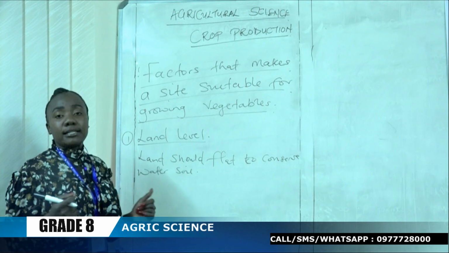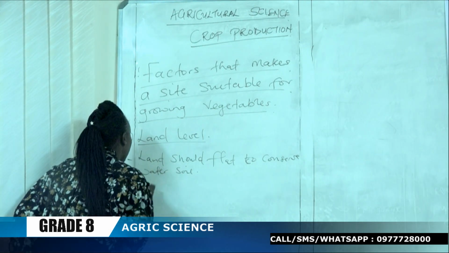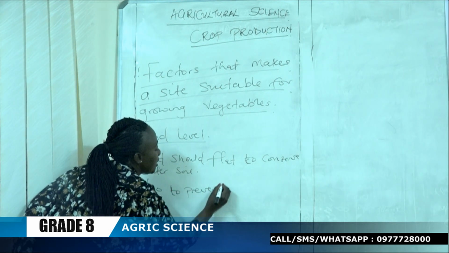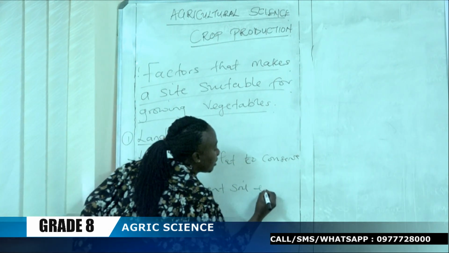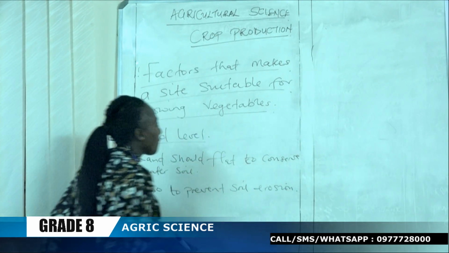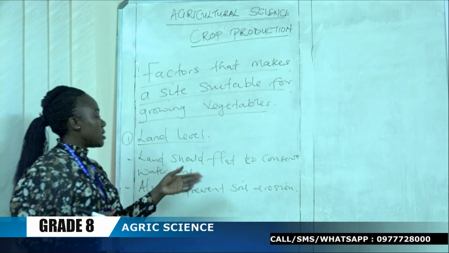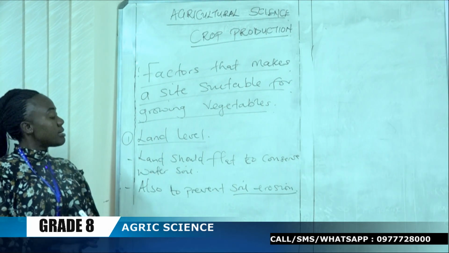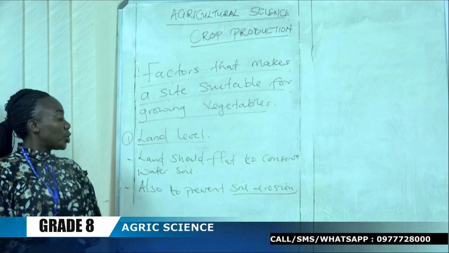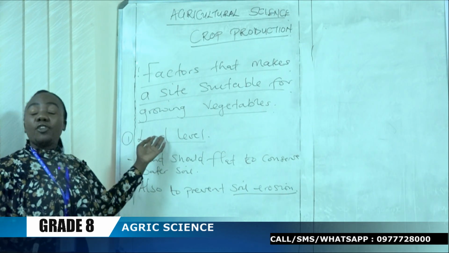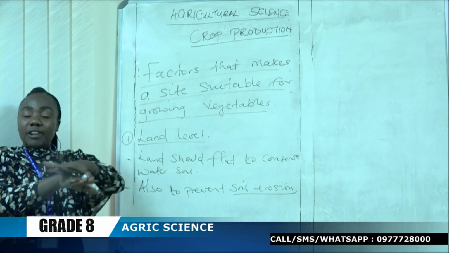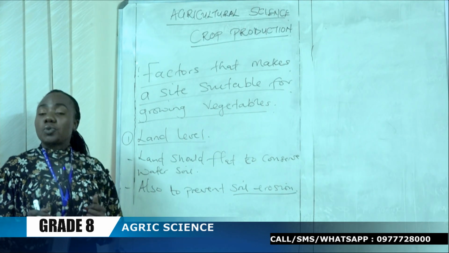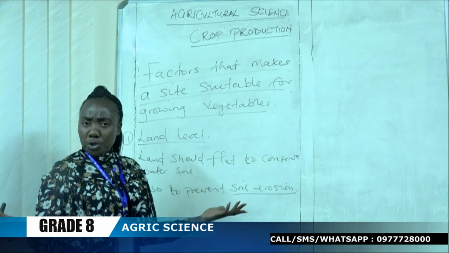Apart from the land being flat, also to prevent soil erosion. What should come to your mind is, what is soil erosion? I remember in grade 6, 7, we learned about soil erosion. So the two points under land level are, one, the land should be flat to conserve water and soil, and two, to prevent soil erosion.